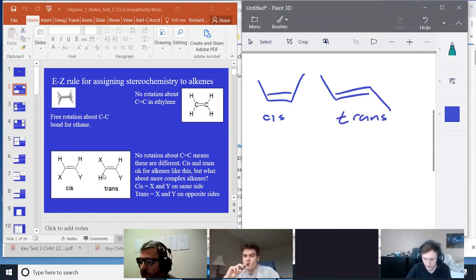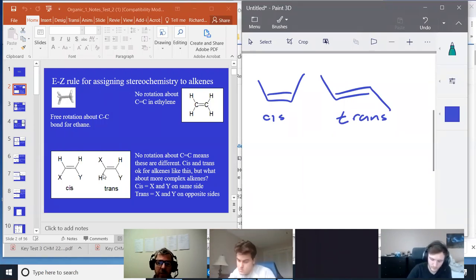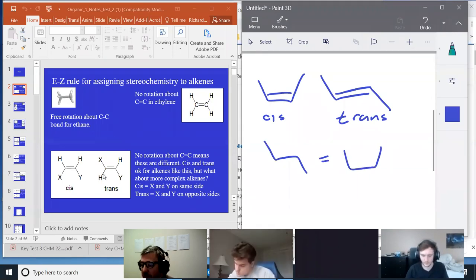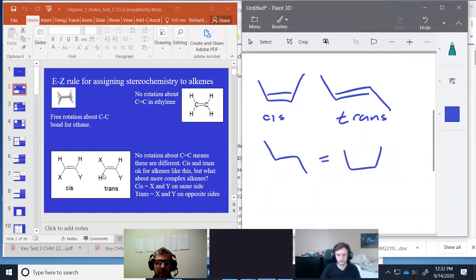I like to think of the cis as looking like a cup and the trans as looking like a zigzag. And what's important about this that is distinguished from, say, an alkane is that these two things as an alkane are going to be the same.